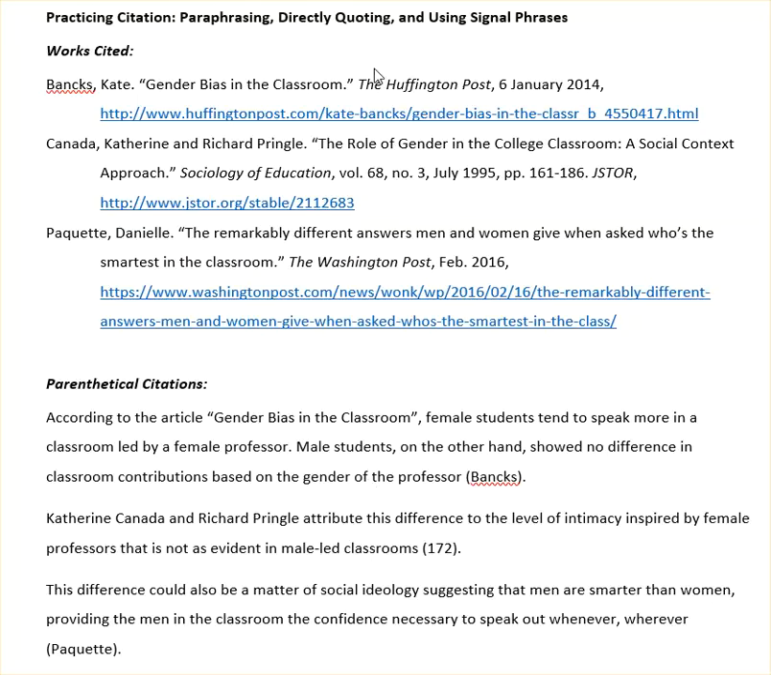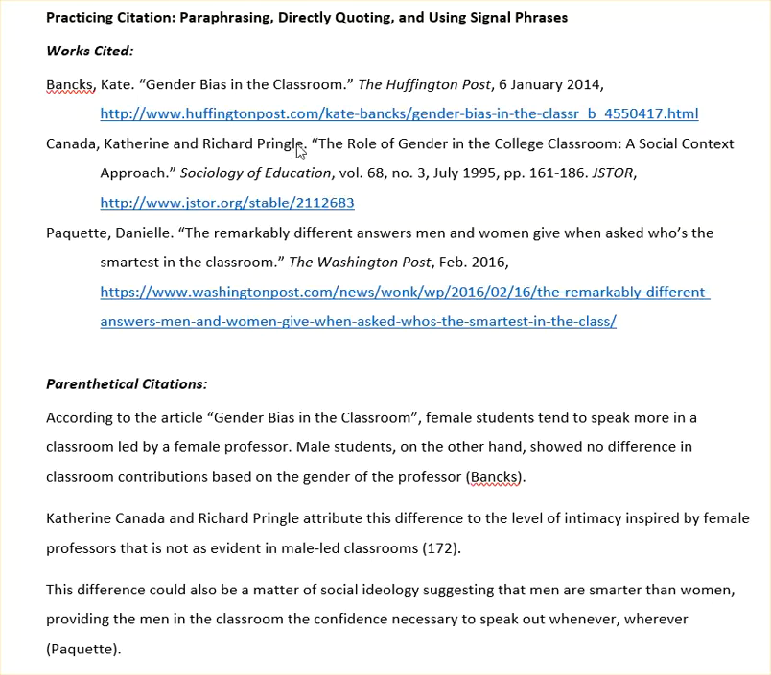So in new MLA, this first one here is an article from the Huffington Post online, and I have the author's last name, comma, first name, period. The article title is in quotation marks, and then using the new terminology, you have the container, or where the article was found. In this case, that's the Huffington Post, which is italicized, a comma, the date the article was published, a comma, followed by the URL.